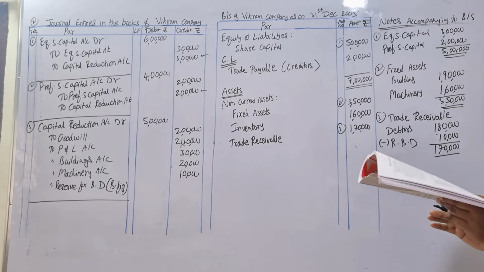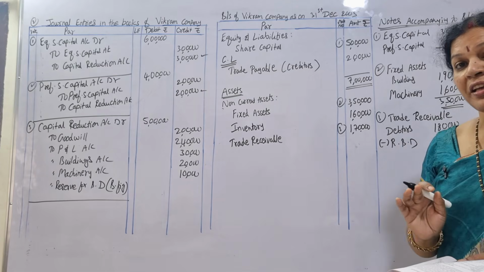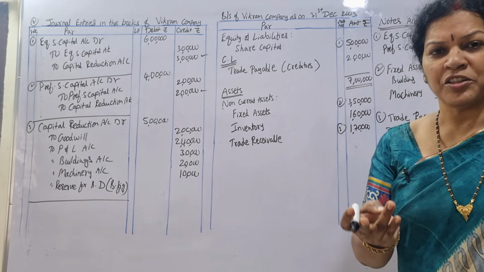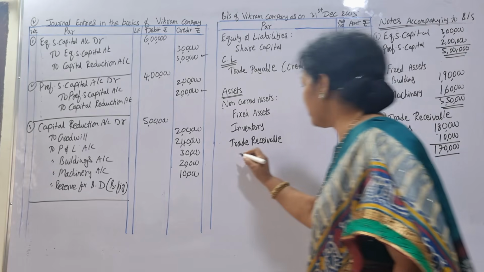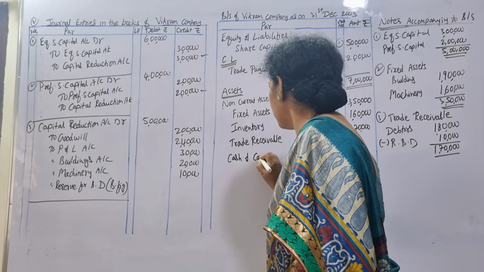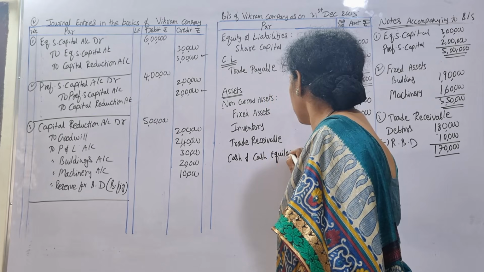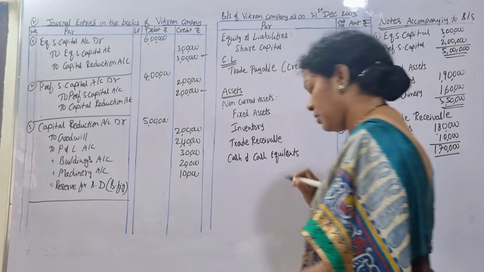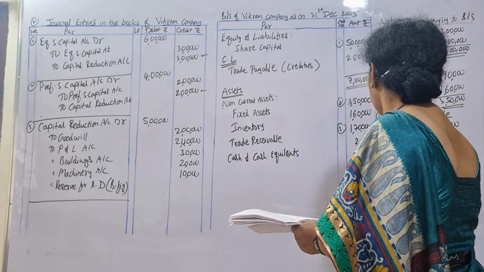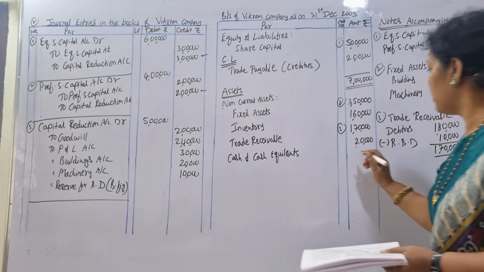Next, what else is there? Cash. Cash we will say as cash and cash equivalents. Cash in hand, cash in bank, everything comes under cash and cash equivalents. How much is it? 20,000. This is 1,70,000 written. Okay.